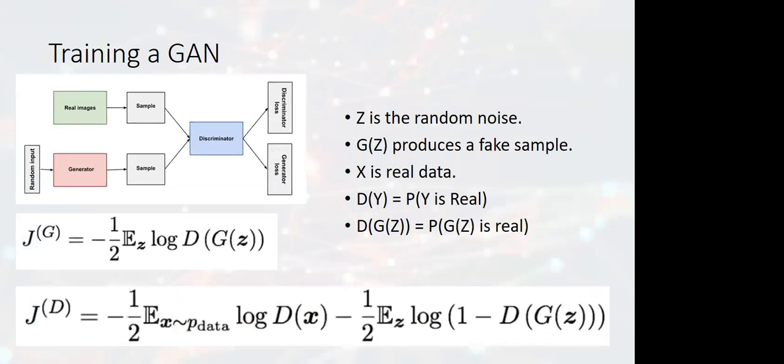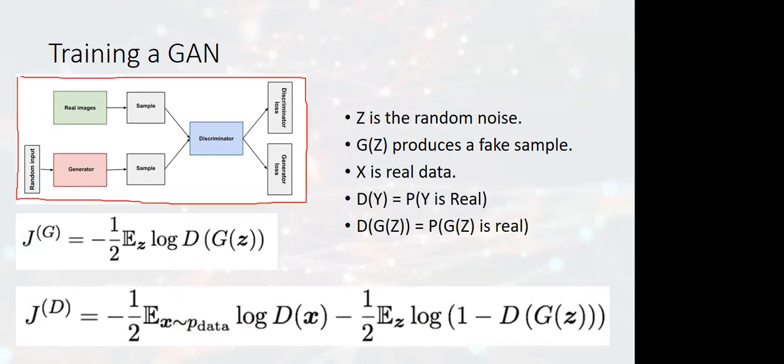Okay, so this is our overall structure, which I have for reference. To begin with, let's call the random input Z. Z is the random noise, and let's call the generator G. So G of Z produces a fake sample. G takes in the random noise and produces a fake sample. And the real data, let's just call it X.